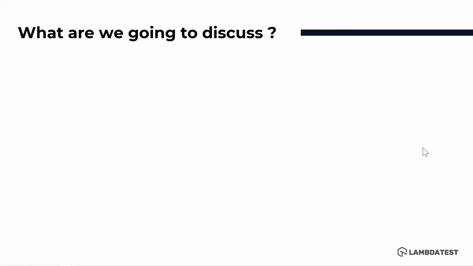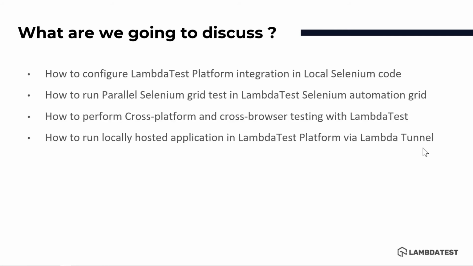Well, we are going to be discussing a lot of things in this video. Especially, we're going to discuss how to configure LambdaTest platform integration in the local Selenium code that we wrote in our earlier videos, how to run a parallel Selenium grid setup in the LambdaTest Selenium automation grid, how to perform cross-platform and cross-browser testing with LambdaTest, and how to run a locally hosted application in LambdaTest platform via Lambda tunneling. So these are the things that we'll be discussing in this particular video.